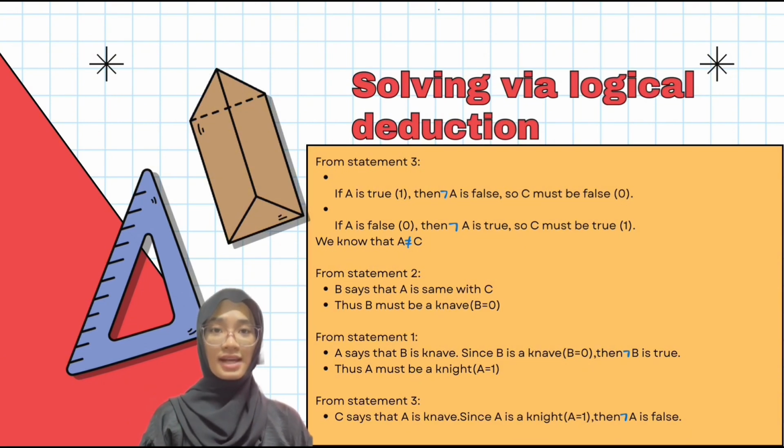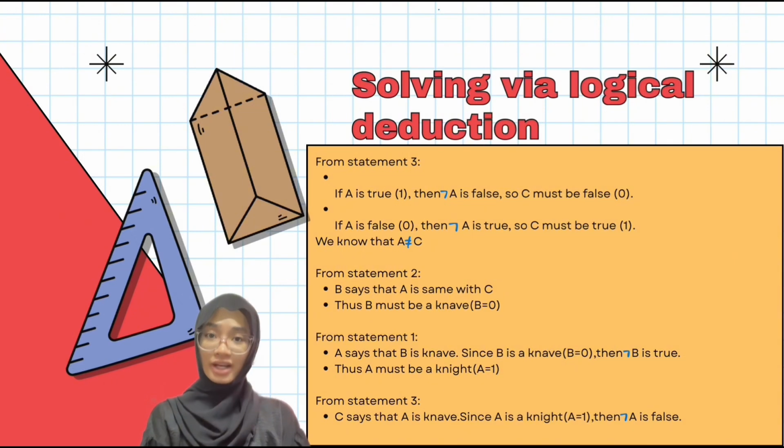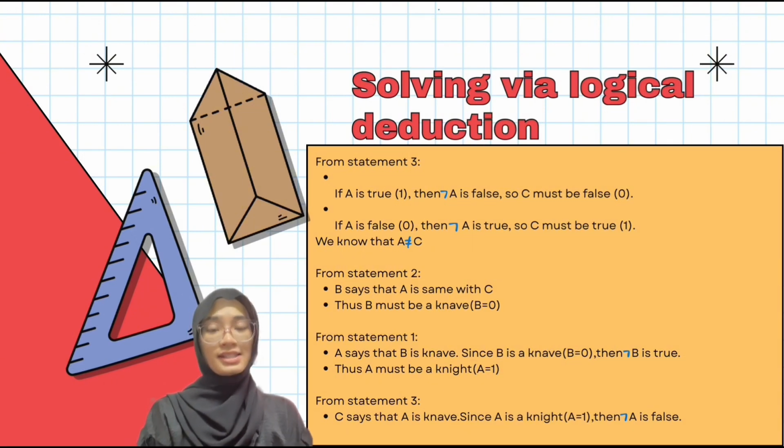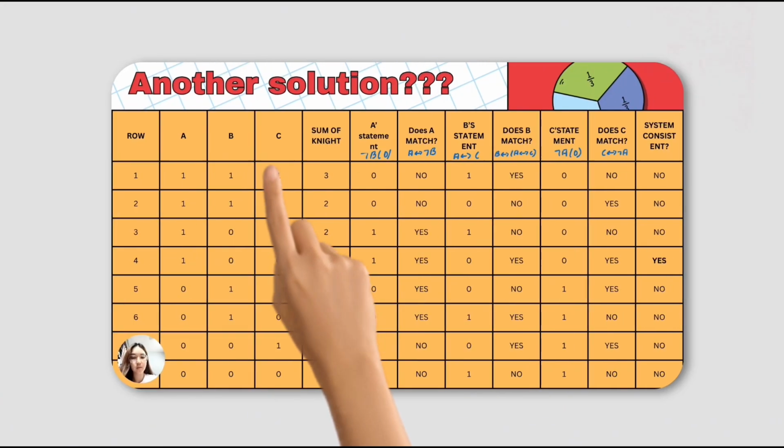Finally, A says that B is a knave. Since we already know B is indeed a knave, A's statement is true. Therefore, A is a knight. Lastly, C says that A is a knave. Since A is actually a knight, C's statement is false. Therefore, C is a knave. So, our final answer is A is a knight, B is a knave, and C is also a knave.